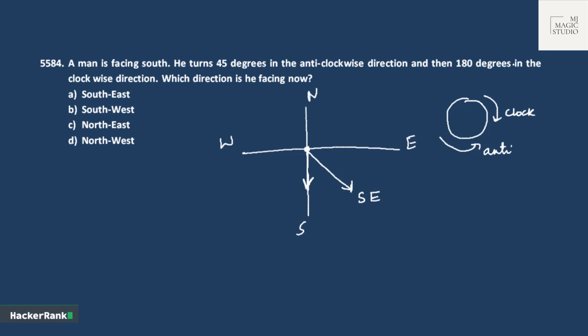And then 180 degree in the clockwise direction. 180 degree would be exactly here. This angle is 180 degree. So now he is facing northwest. Which direction is he facing now? Northwest. Option D.